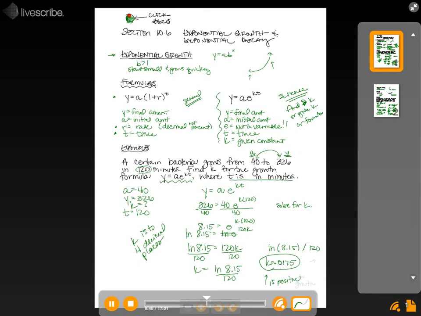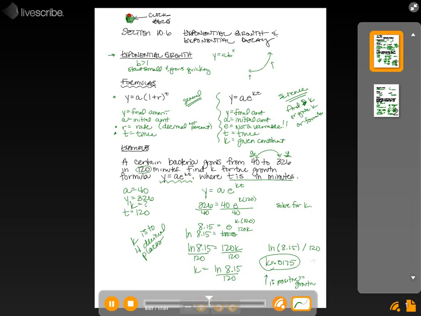That's your indicator that you did the problem right. If k is positive, that means it's a growth. If for some reason you got k to be negative, then you've done something wrong in the problem, because k has to be positive in order to be a growth. It's positive in your exponent up here, okay? So your answer should have been positive.